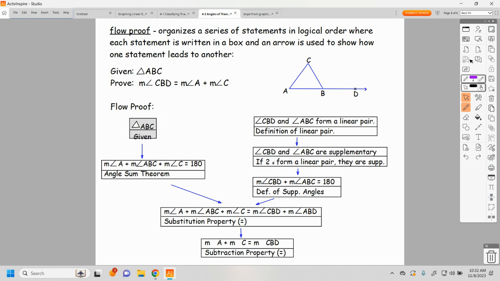If you look, the dark gray is the given. And then based on the given, they were given a triangle. So they could say the angle sum theorem, say you add it up to 180. Then they said that CBD and CBA formed a linear pair. That means they're supplementary. That means they add to 180. Now that they both equal 180, they come together by substitution.